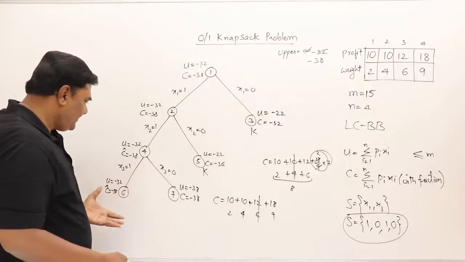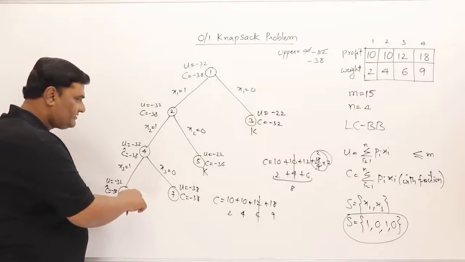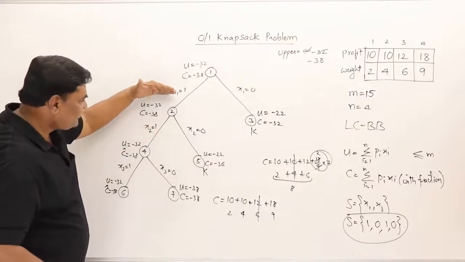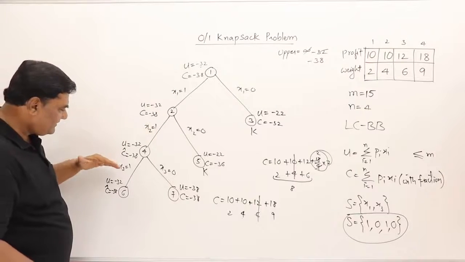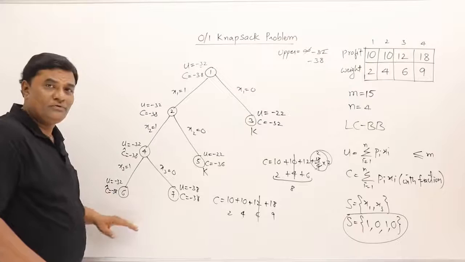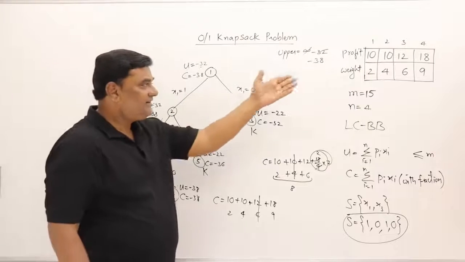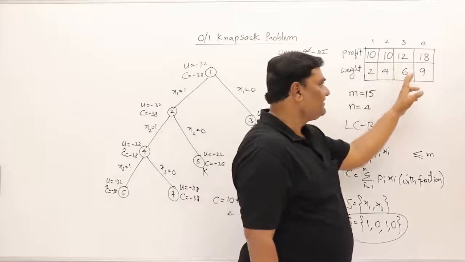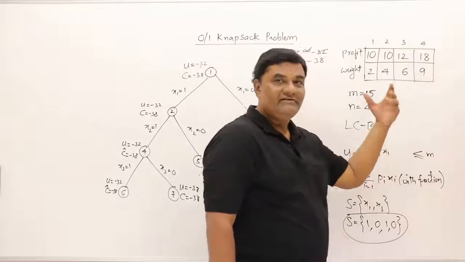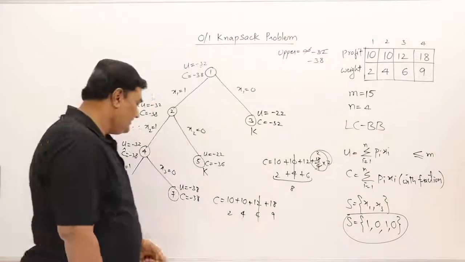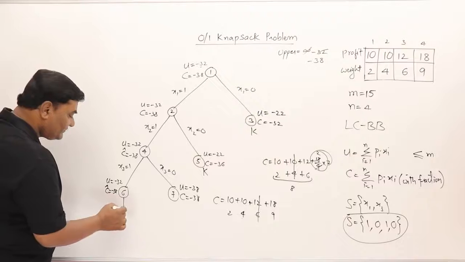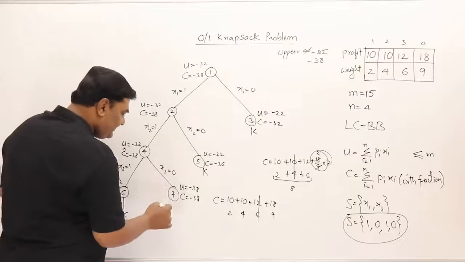Now which node should I pick up for exploration? I have both the nodes. Let us check this. First object included, second object included, third object included. Can I include the fourth also? No, it will exceed the capacity. See, up to here it is 12 plus 9. It will be 21, exceeding the capacity. So I cannot go further, so it will be infeasible. Let us expand this one.